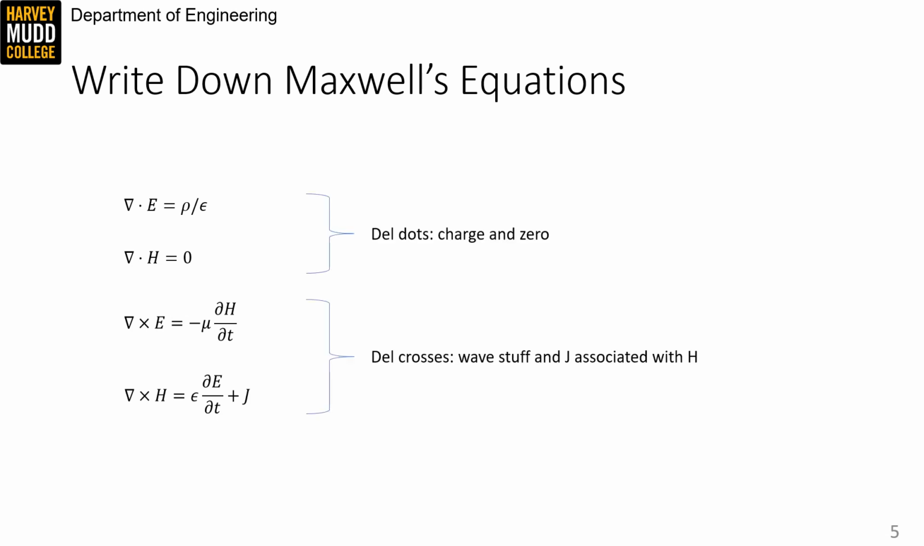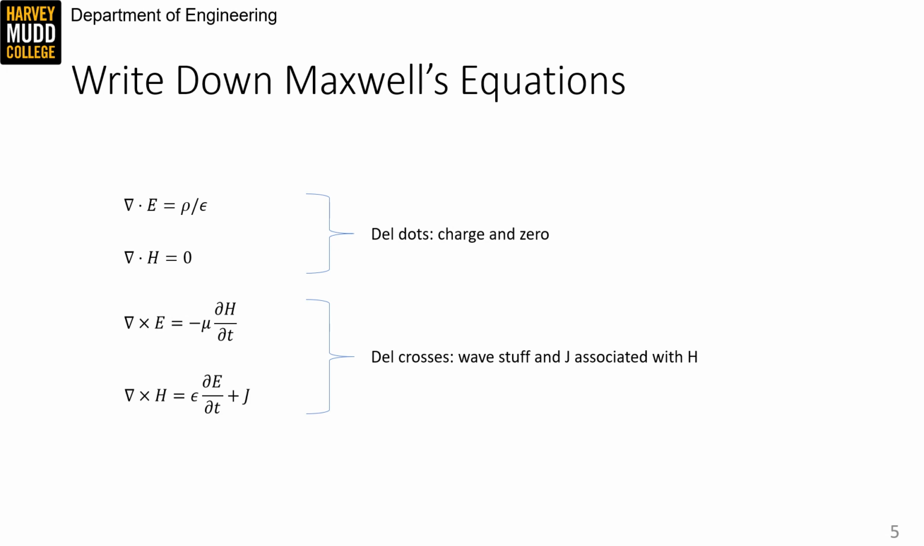Here's how I remember them. First, I break them into divergence, del dot equations, and curl, del cross equations. I know there's a divergence and a curl equation for both E and H. Second, I associate charge with E field and current with H field in my head. These two crutches, combined with some of the results we'll see on the next few slides, let me remember that divergence for E is related to charge.